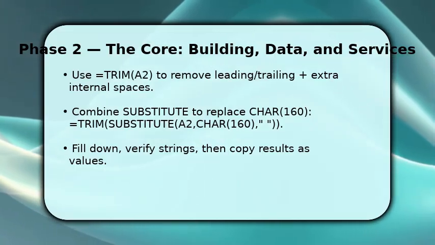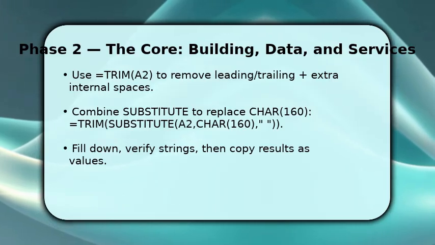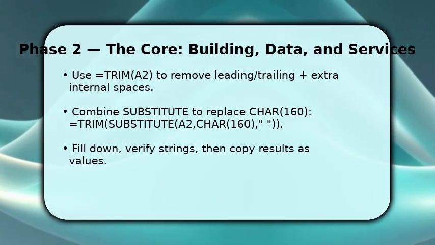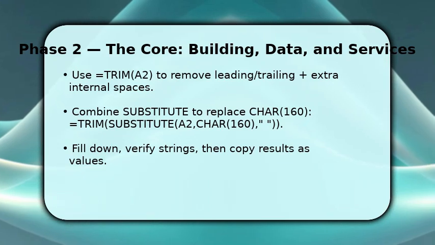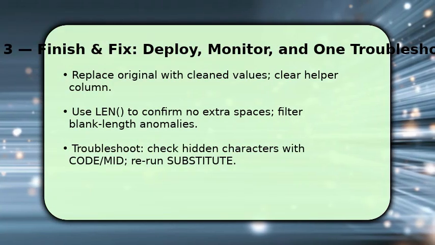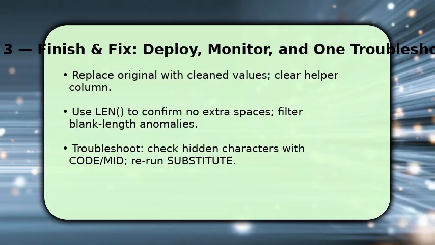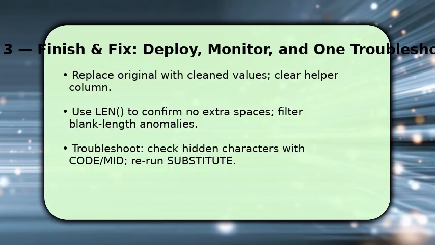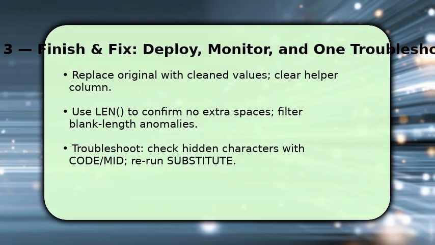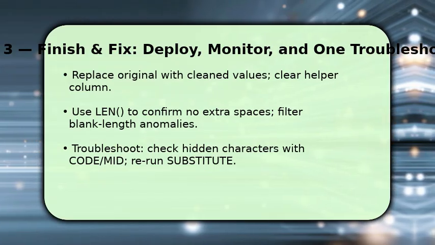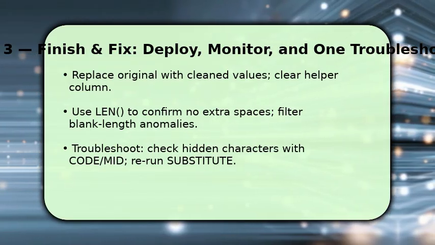Then copy the cleaned column and paste special right arrow values to replace the originals, ensuring formulas don't stay linked to the originals. You finish by replacing the original cells with the cleaned values and removing the helper column. To be safe, run len on a few cells to confirm expected string lengths. This catches hidden leftover spaces.